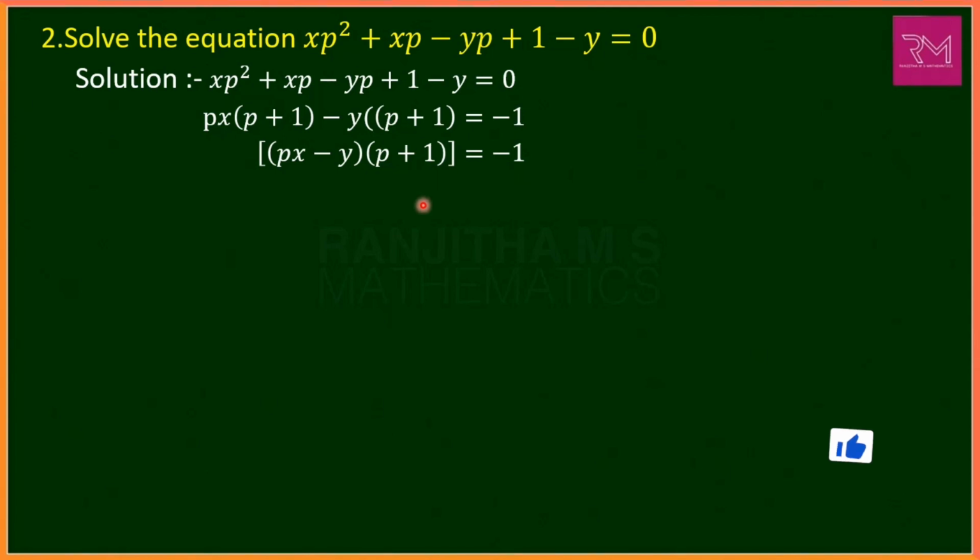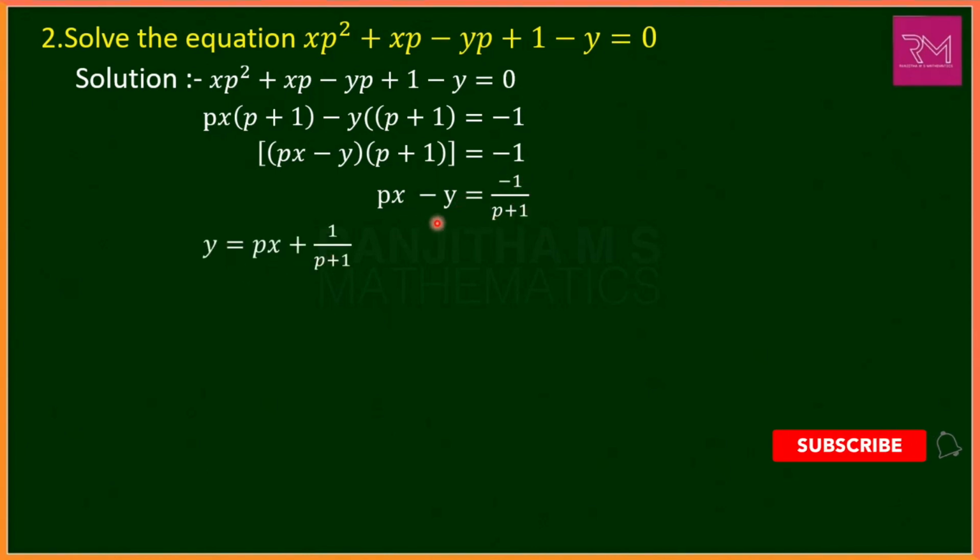Here our aim is to find a Clairaut's equation of the form y is equal to p x plus f of p. For that we are doing this procedure. Next, we have p x minus y into p plus 1 equal to minus 1. We take p plus 1 to the right hand side, so p x minus y is equal to minus 1 divided by p plus 1. Again, to achieve the Clairaut's equation, take this minus y to the right hand side and this value to the left hand side. We get y is equal to p x plus 1 by p plus 1. Call this equation 1.